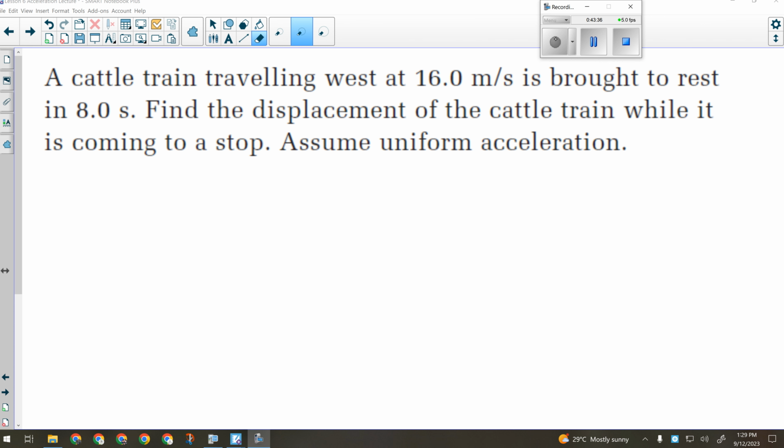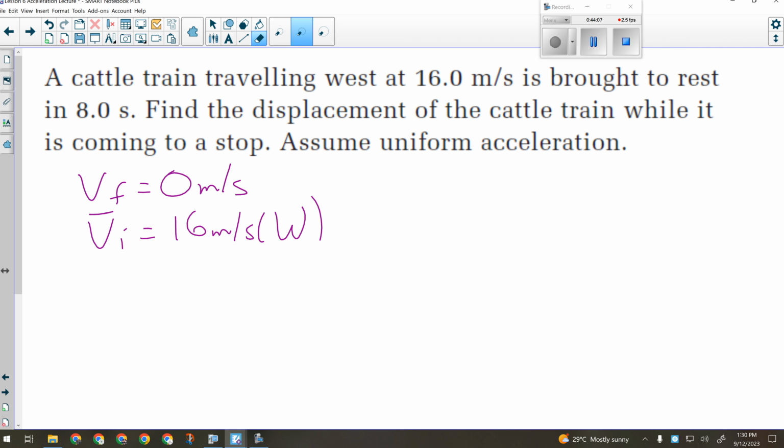So what does this question in fact give me? It gives me VF. What's VF? 0. It's brought to rest. That means at the end it's stopped. So I know that VF is 0 meters per second. That one was a contextual given. They never outright said VF is 0. All right, what else do they give me? VI, what's VI? 16 meters per second west. And it does that in 8 seconds.